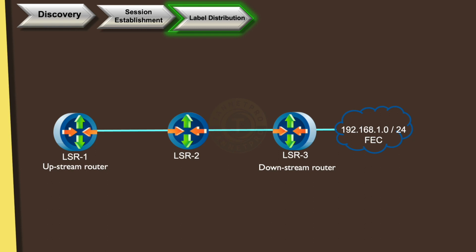In this phase, after establishment of neighborship, they exchange labels, right? In other protocols, what happens? They exchange the routing information. Here they exchange or advertise the labels, right? But before that, I would like to make you familiar with a few different terminologies. One you can see here is FEC, and upstream and downstream. Now what is FEC, what is upstream and downstream?